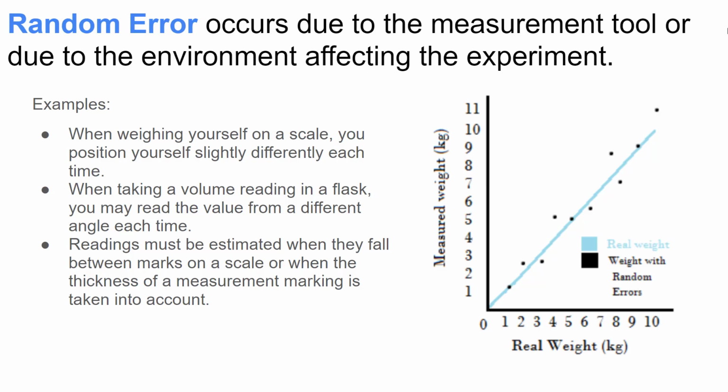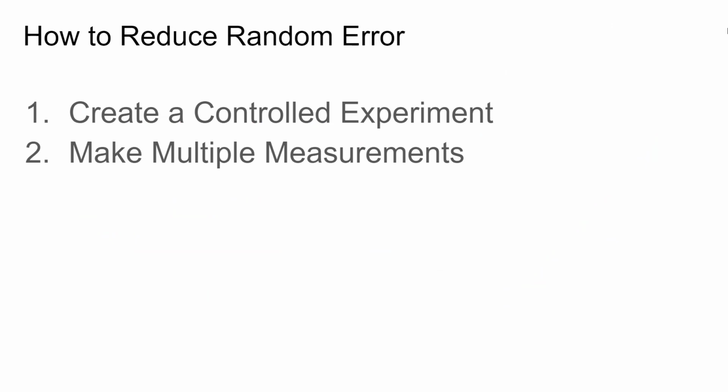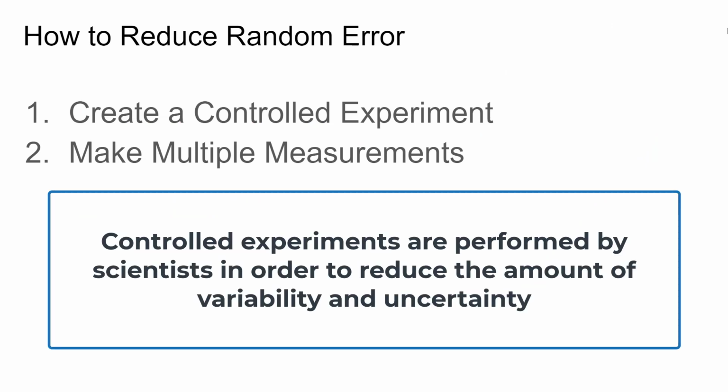For example, when taking a volume reading in a flask, you may read the value from a different angle each time, or when weighing something on a scale, you position the object slightly differently each time. These slight changes can lead to the measured value being inaccurate, which means it does not reflect the true value of the measurement. In order to reduce the random error in experimentation, a controlled experiment must be planned. This means as a scientist you try to reduce as many factors that can affect your experiment. This will reduce the amount of variability and reduce your uncertainty.